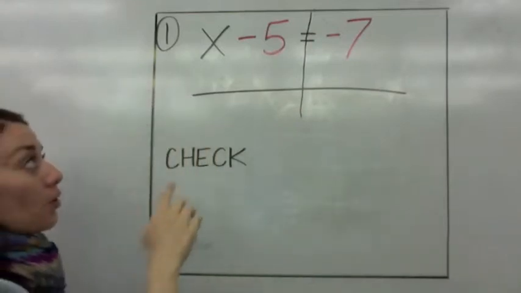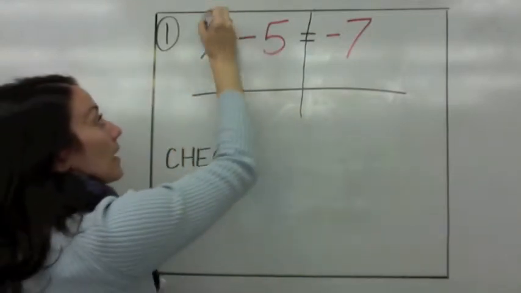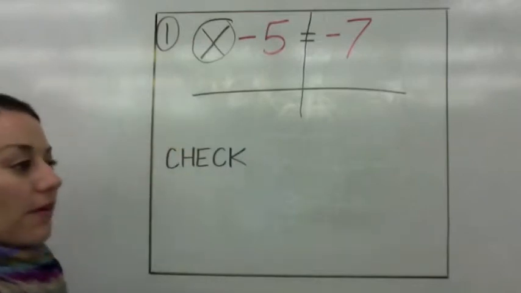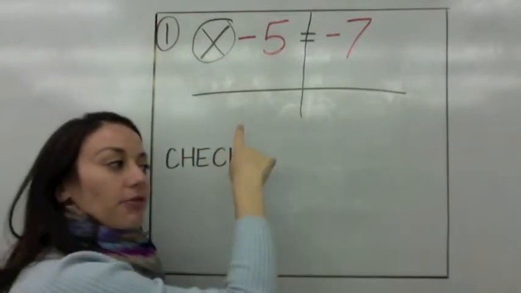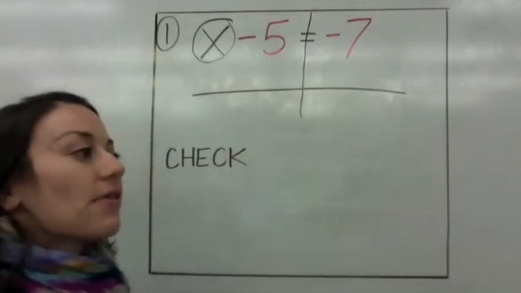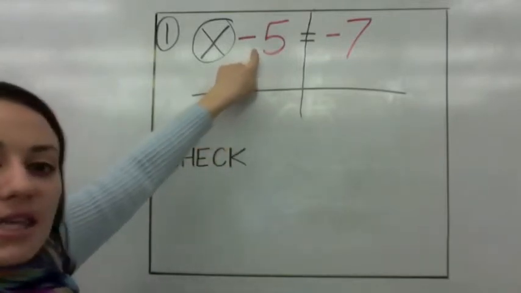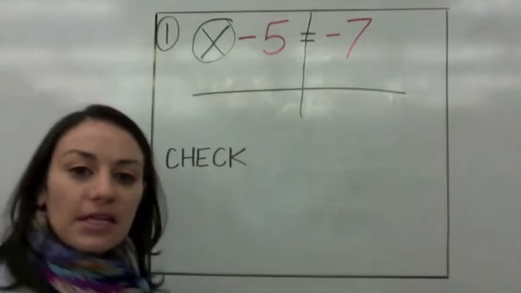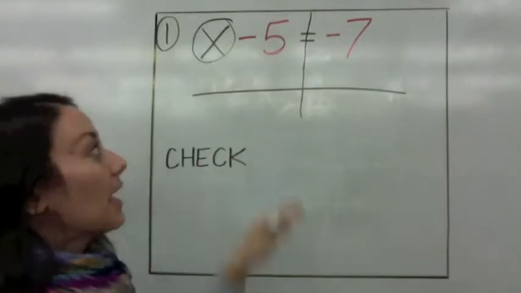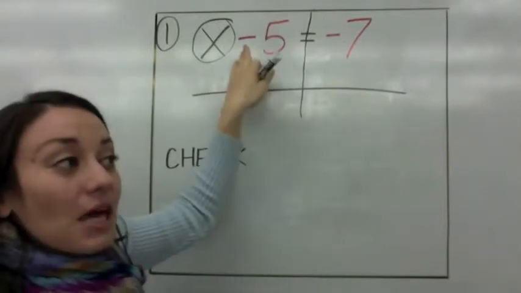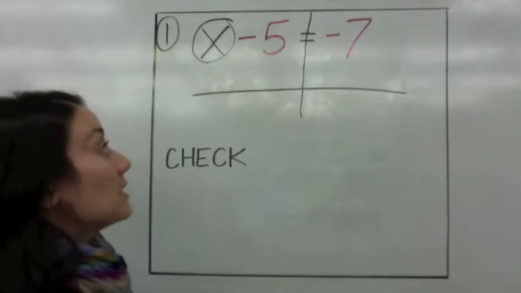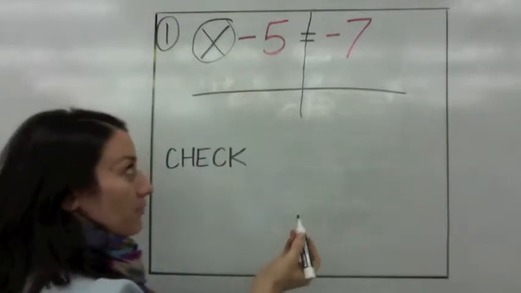Now, what are we looking for? We're looking for what x is, so circle that. We're trying to find out what number, if you subtract 5 from it, would give you negative 7. Now we look at the number next to x. What's the opposite of negative 5? It is positive 5.